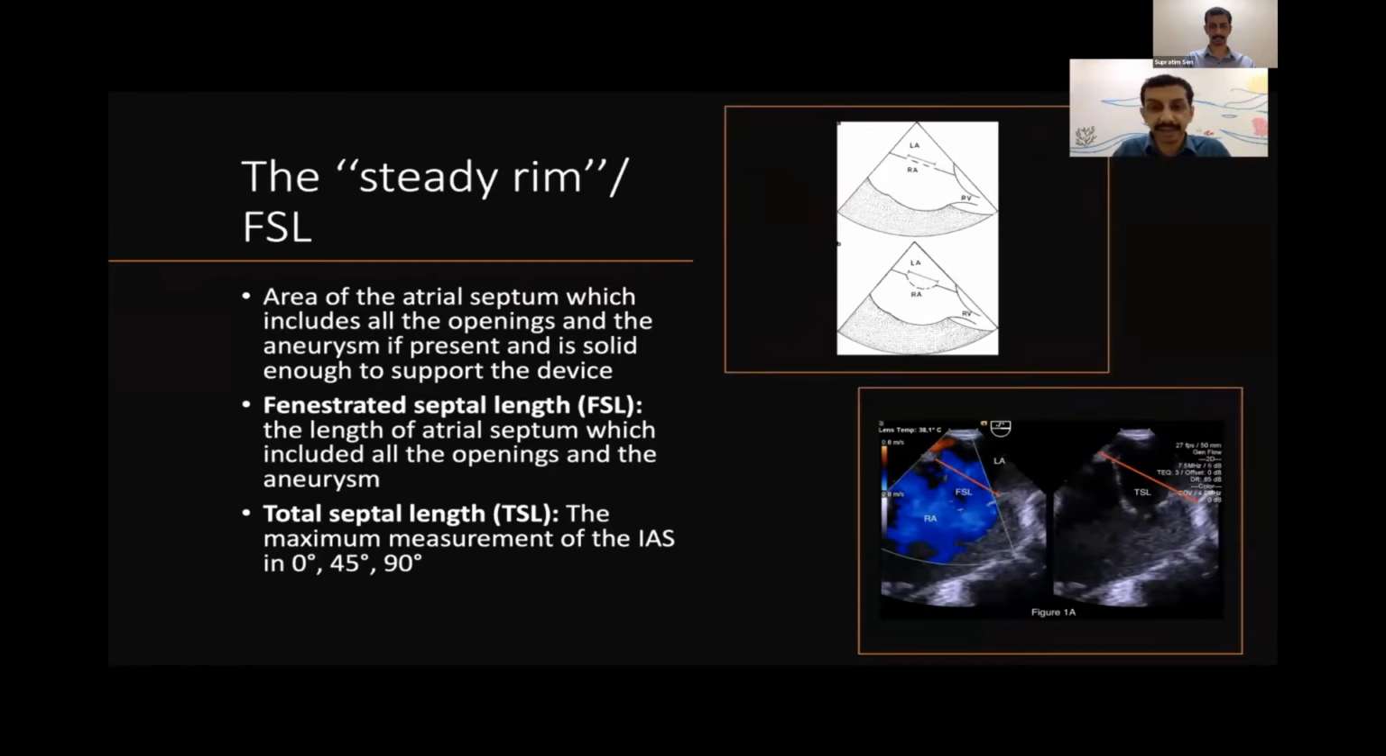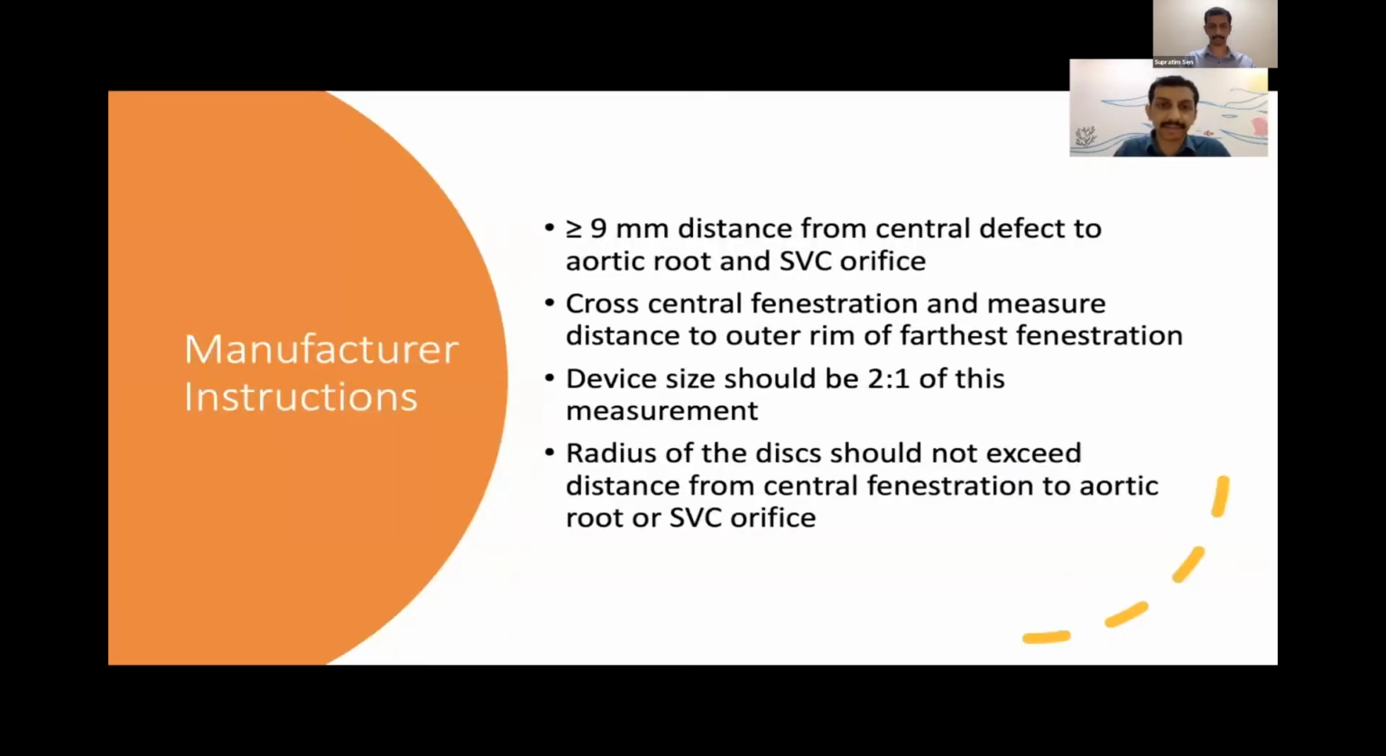And we believe that you need to take these measurements at 0 degrees, 45 degrees, and 90 degrees, and then take the maximum of these 3 measurements to choose your device. So the manufacturer recommends that this device can only be used if the distance from the central defect to the aortic root and SVC is more than 9 millimeters. And that's because the smallest device available is an 18 mm device.